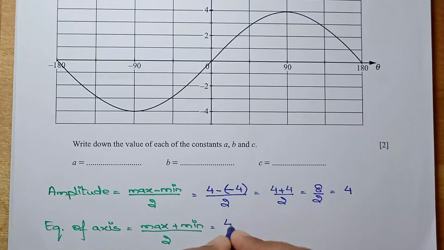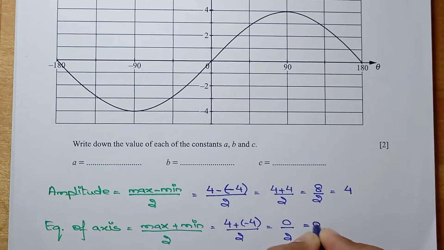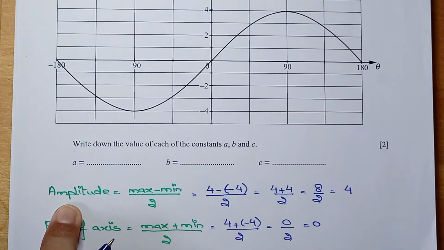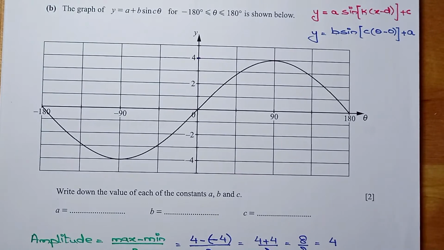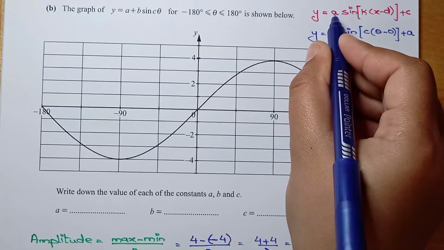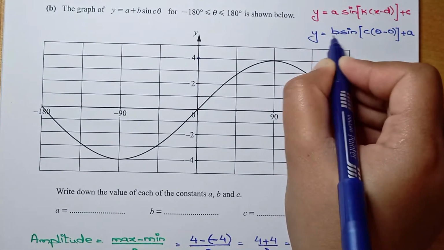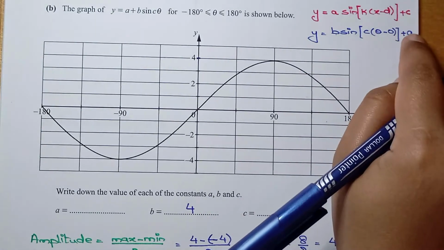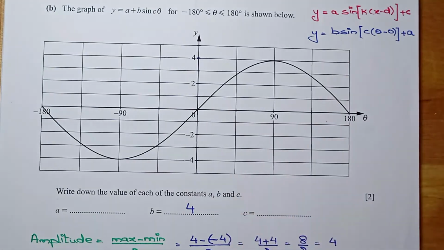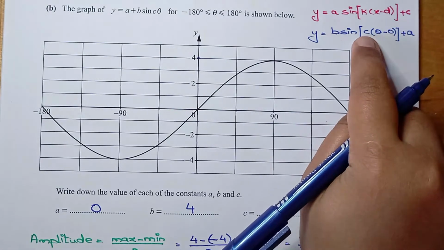And we have maximum is 4 plus minimum is -4 and dividing by 2. So 4 minus 4 is 0, dividing by 2, this is equal to 0, right? So it means the amplitude for this equation is +4 and the equation of axis is 0, right? Okay, so what are amplitude and equation of axis representing? Amplitude is the b value, so we can say 4 is the amplitude, right? And the equation of axis is the a value in our case, so this is equal to 0, right? Now we need to find the c value, which is basically the k.